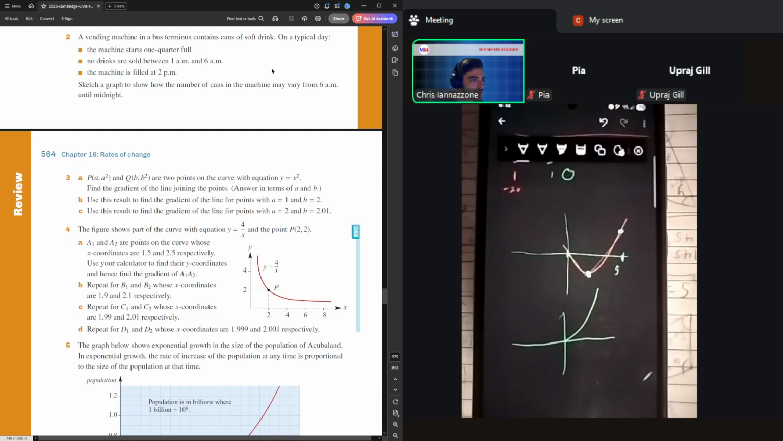Question two would be interesting. It's almost fully application. No real immediate values you can just chuck into a graph directly. We have a vending machine. Machine starts 1/4 full. No drinks are sold from 1 to 6. Machine is filled at 2. Sketch a graph to show how the number of cans in the machine may vary from 6 a.m. till midnight.